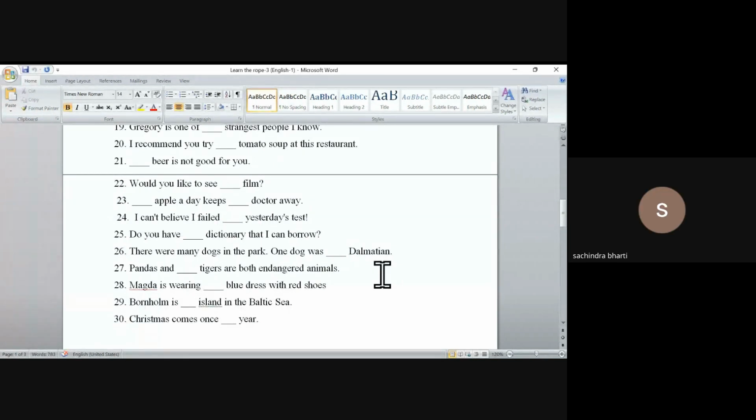Ma'am, last question. This sentence is complete. I mean to say, it should not be like Christmas comes once in a year or once in the year. Is it not correct? Christmas comes once a year is correct. Yeah, that sentence is fine. Once in a year or once in the year? You can say both. You can say once in a year, you can say once a year also. The meaning is same.